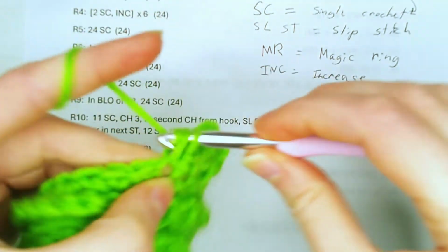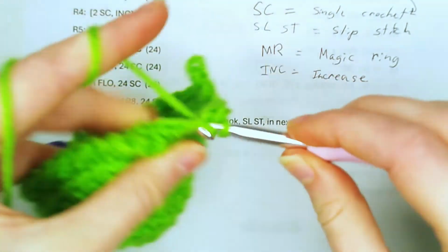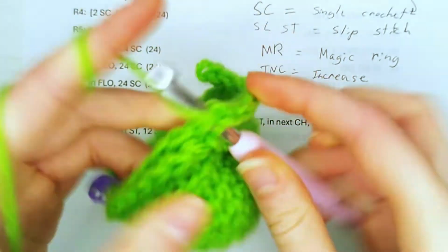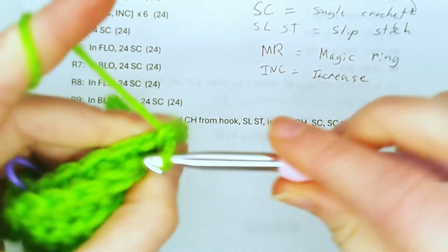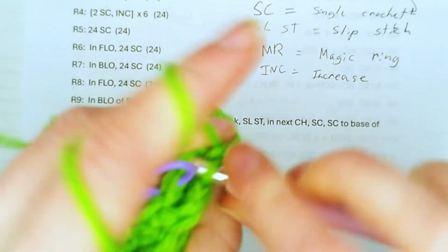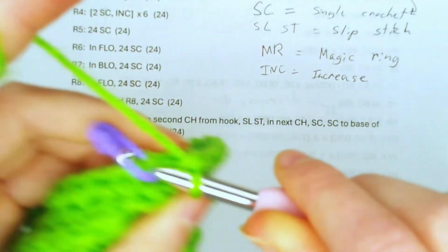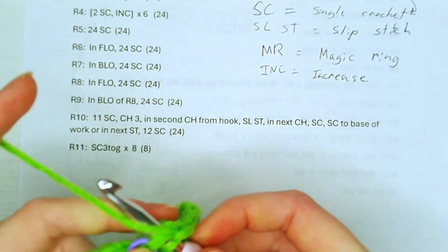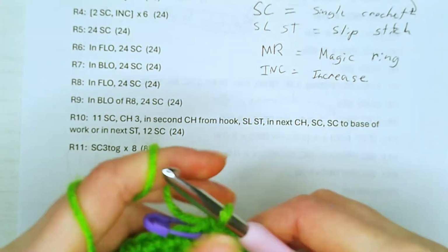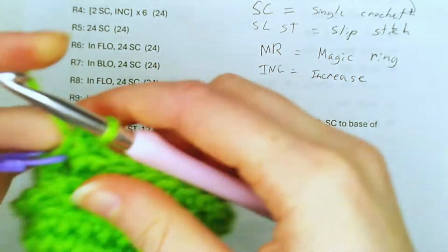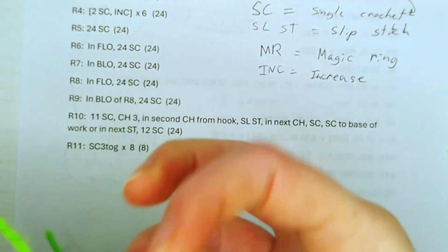So 1, 2, 3, 4, 5, 6, 7, 8, 9, 10, 11, and 12, and by the way, 12, and then 13. So they don't count that single crochet into the next stitch. It's basically saying single crochet in the next stitch and then single crochet 12. So it's 13 altogether. You should have 24 by the end of this round.